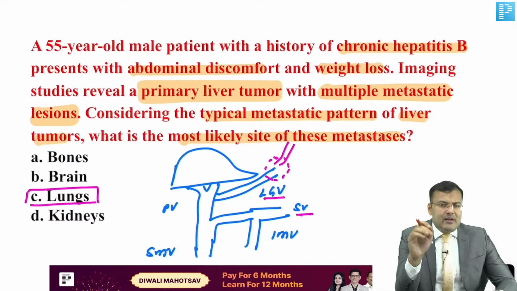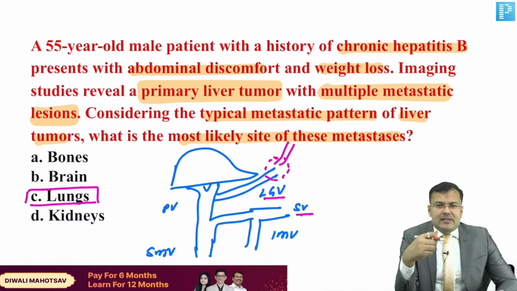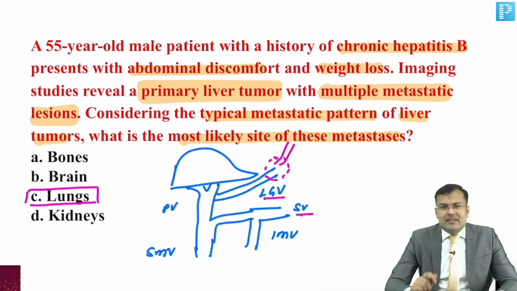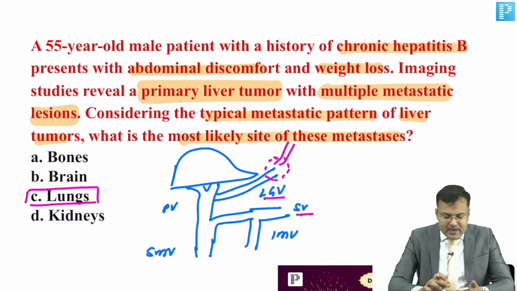Can anybody tell me what is the most common primary for metastasis to bone? Where does it come from? Bones mein metastasis. Tell me the malignancy. Guys, I am waiting for your reply.